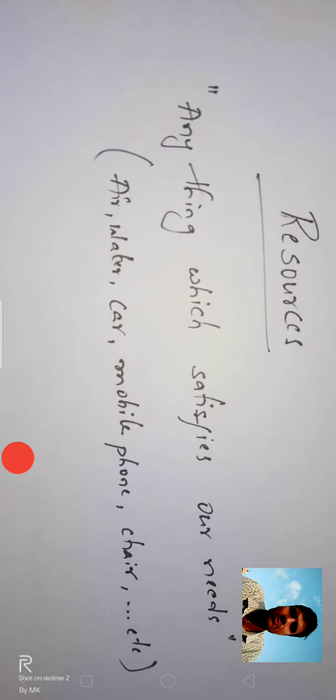So let us start with the first topic, the resources. First of all, when you see the term resource, it can be anything which helps in fulfilling our needs. So anything which fulfills or satisfies our needs can be considered as a resource. It can be air, water, a car, a mobile phone. Those are some examples I have given. If you're using a mobile phone now to watch this, it can be a resource for you. It can be anything which satisfies our needs.